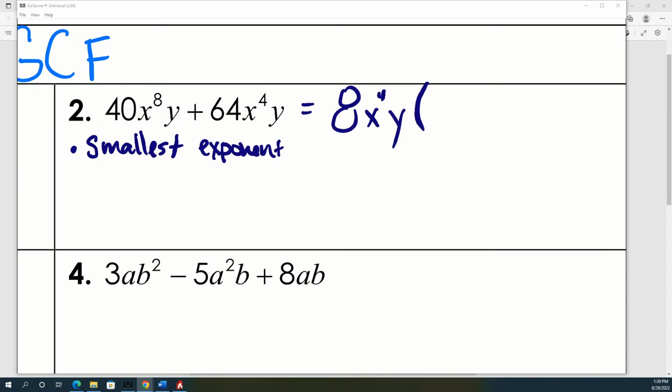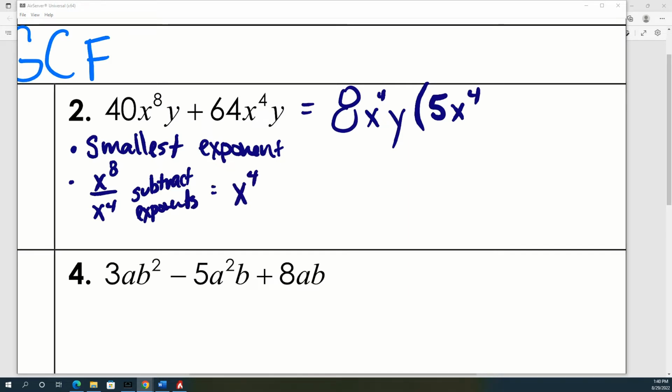All right. And then don't forget, you're dividing each of these by the greatest common factor. So 40 divided by 8 is 5. And then when we are factoring or dividing exponents, so like variables, x to the 8th divided by x to the 4th, what you're going to do is subtract the exponents. So that's going to be x to the 4th. Right? And then when I factor a y out of a y, that basically becomes 1, which we don't need to write. Sorry. The y completely factors out. So there's no y in this term.